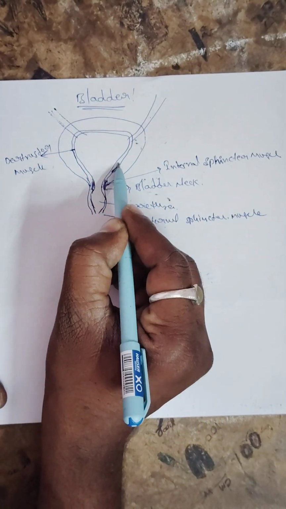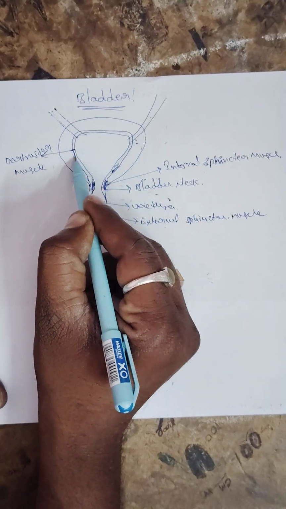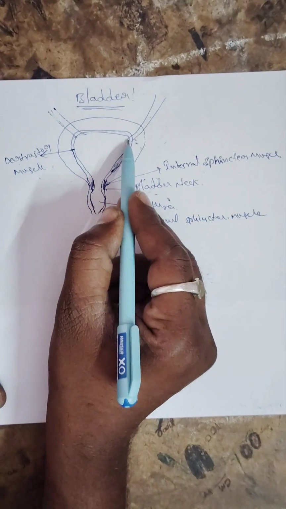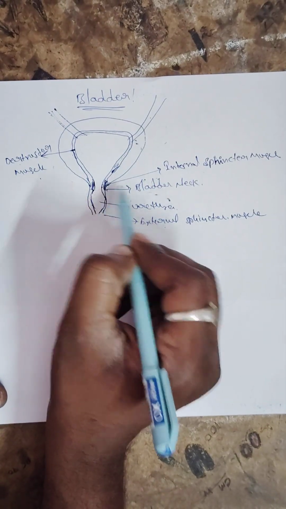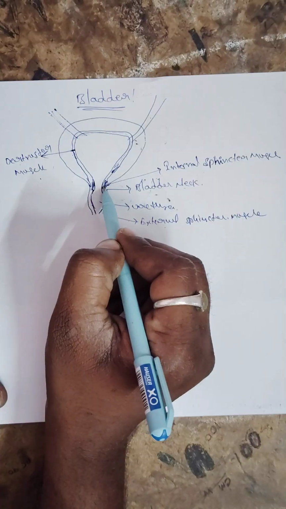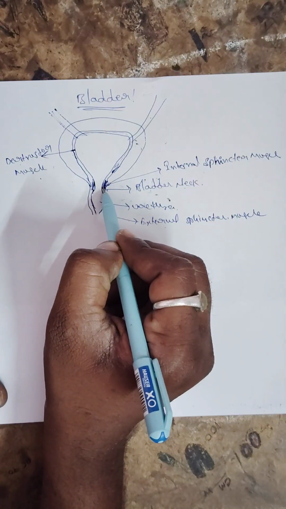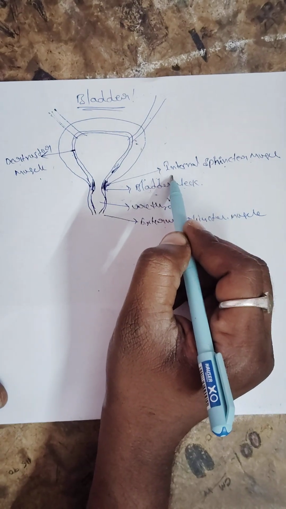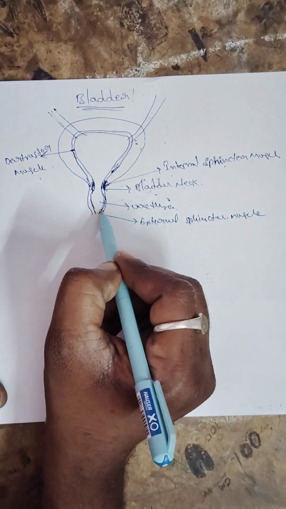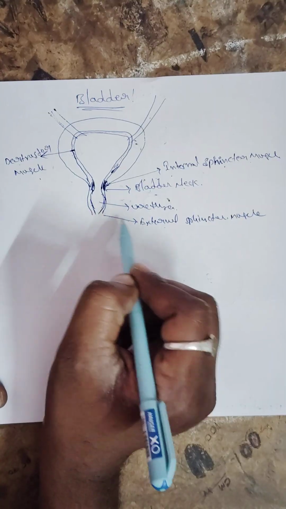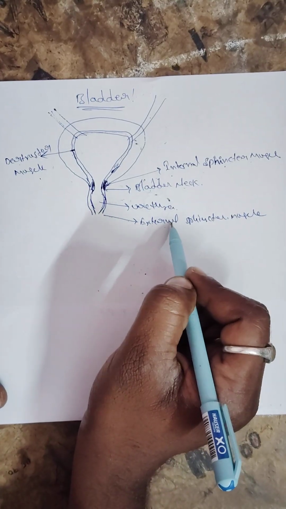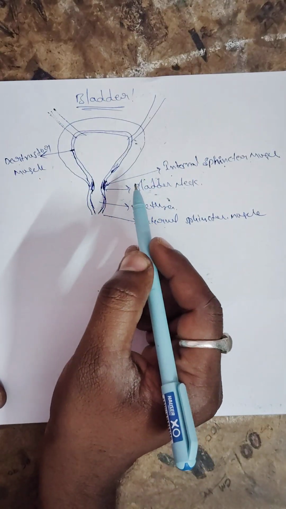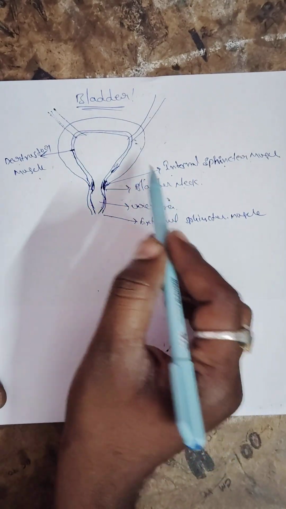One structure identified in the bladder is called the detrusor muscle, and it is closed by the bladder neck. The bladder neck contains a specific muscle called the internal sphincter muscle, and this is called the urethra. After the urethra, another muscle is present, called the external sphincter muscle. So this is about a few parts of the bladder.